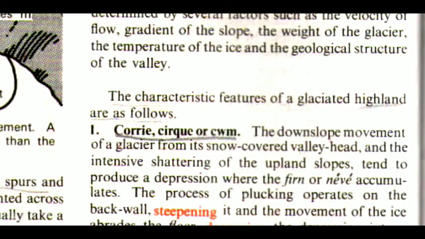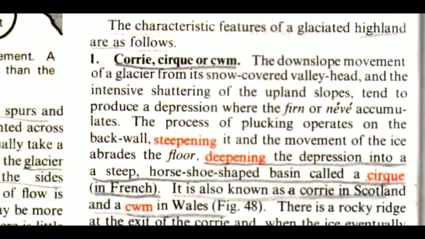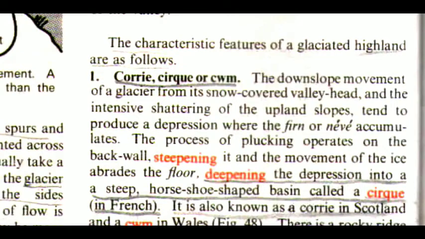The characteristic features of a glaciated highland are as follows. The first one is corrie, cirque, or cwm. The downslope movement of a glacier from its snow-covered valley head and the intensive shattering of the upland slopes tend to produce a depression where the firn or névé accumulates.